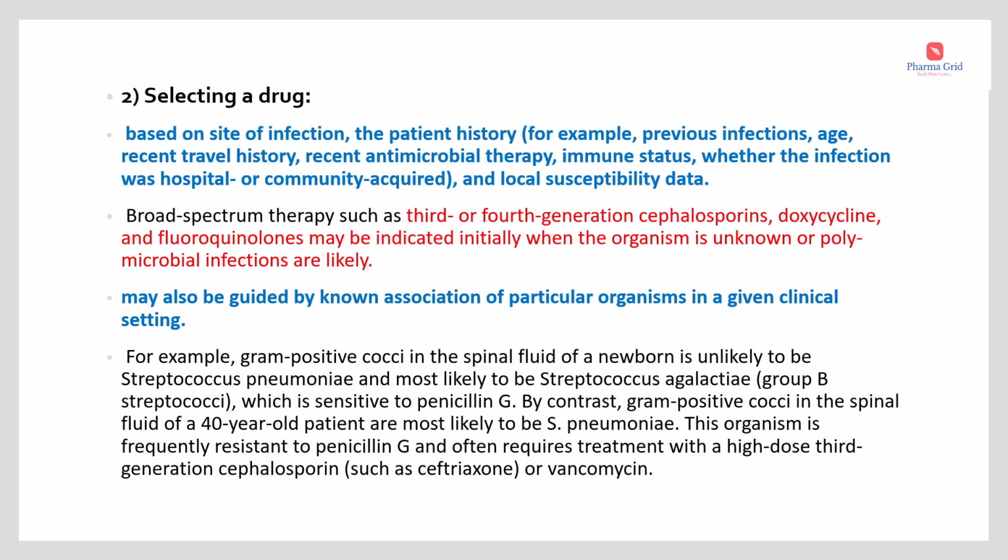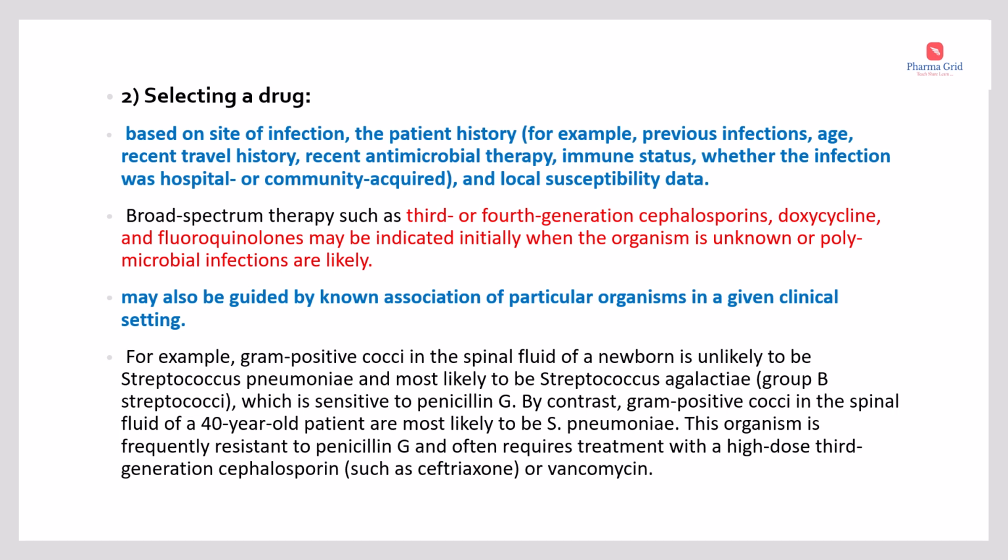Then selection of drug may also be guided by the association of particular organisms in a given clinical setting. This could be understood with the help of an example. For example, gram-positive cocci in the spinal fluid of a newborn is unlikely to be Streptococcus pneumoniae and most likely to be Streptococcus agalactiae, which is a group B streptococci which is sensitive to penicillin G. By contrast, gram-positive cocci in the spinal fluid of a 40-year-old patient are most likely to be Streptococcus pneumoniae.